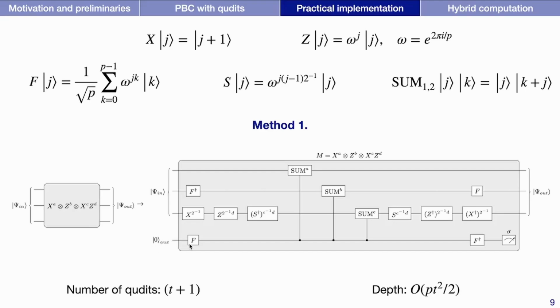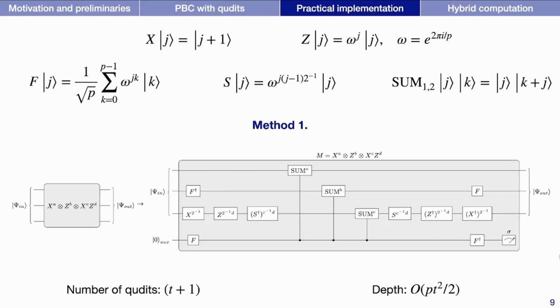We transform it using the Fourier gate, which is basically a generalization of the Hadamard gate. Then we apply a cascade of some gates, which are basically the generalization of the controlled gate. And then we apply the adjoint of the Fourier gate and measure the auxiliary qubit. And when we do this, the state that we have here at the end is the same state that we would have gotten if we had performed this measurement and obtained the outcome sigma.